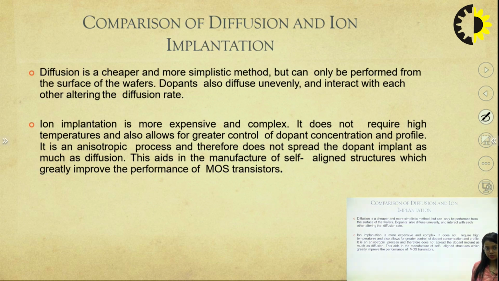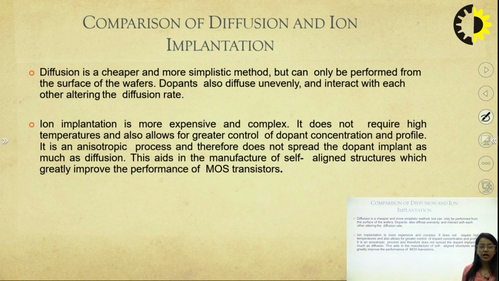Comparison of diffusion and ion implantation. As I have said, ion implantation is a costlier method. So diffusion is of course a cheaper and more simplistic method, but can only be formed from the surface of wafers. Dopants also diffuse unevenly and interact with each other, altering the diffusion rate. Now, ion implantation is, as compared, an expensive and complex process. It does not require high temperature, and it also allows for greater control of dopant concentration and profile.